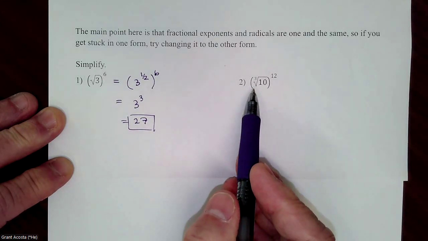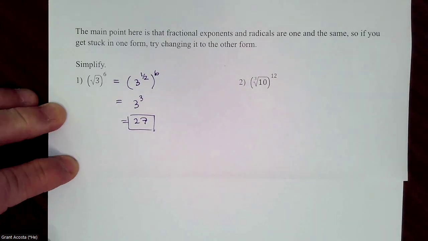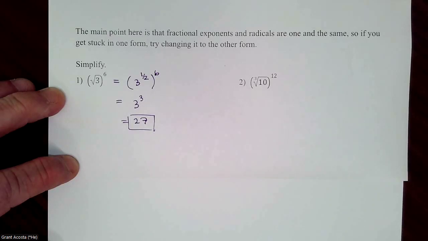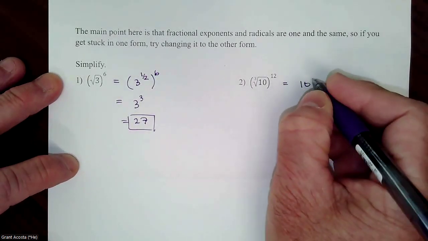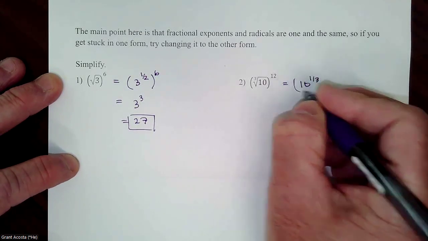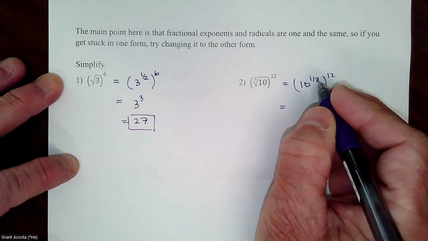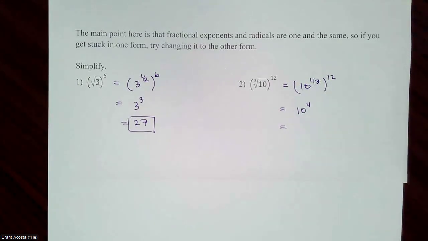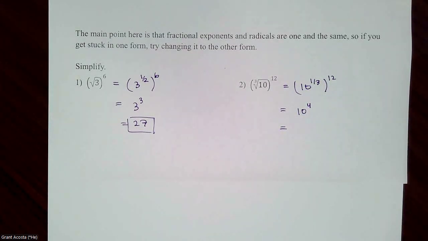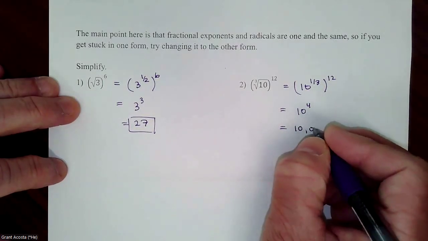Try doing number 2. Maybe pause the video for a second and see if you can figure out what that simplifies to: the cube root of 10 raised to the 12th power. Okay, this would be 10 to the 1/3 raised to the 12th. Multiply the exponents. 1/3 of 12 is 4. 10 to the 4th. Well, earlier we did 10 cubed. We saw that was 1,000. If you multiply that by another 10, that's going to give you 10,000.